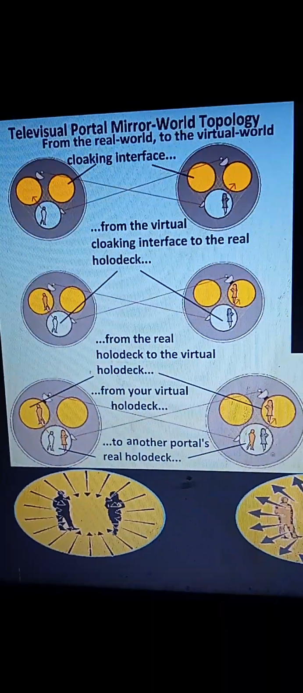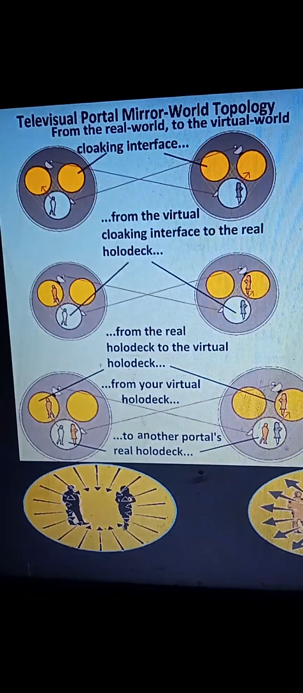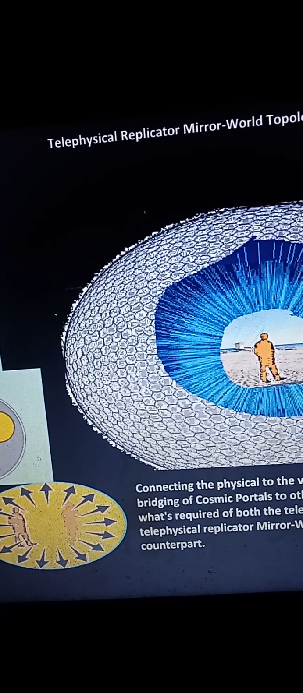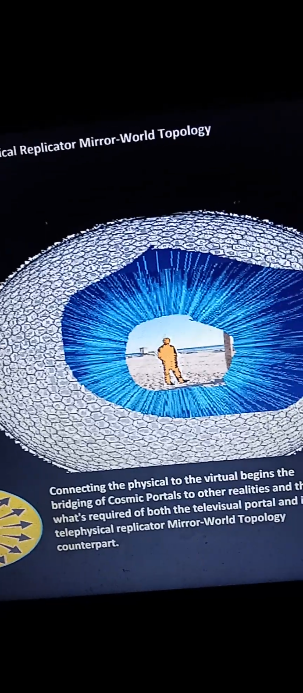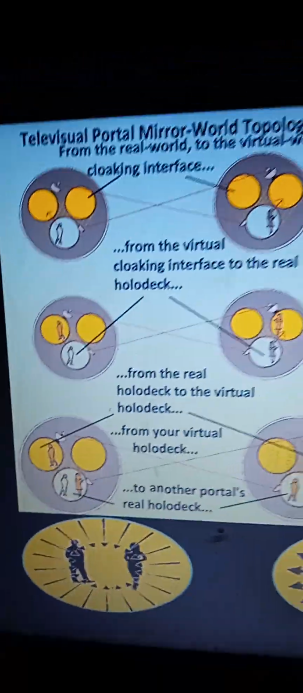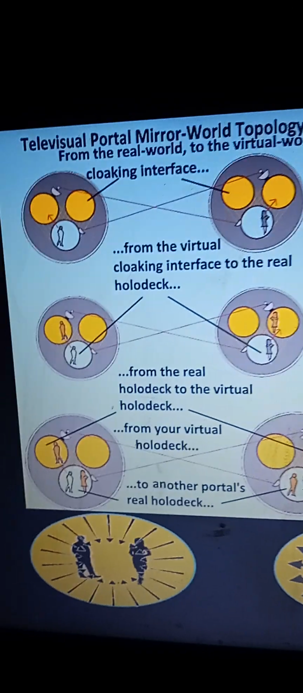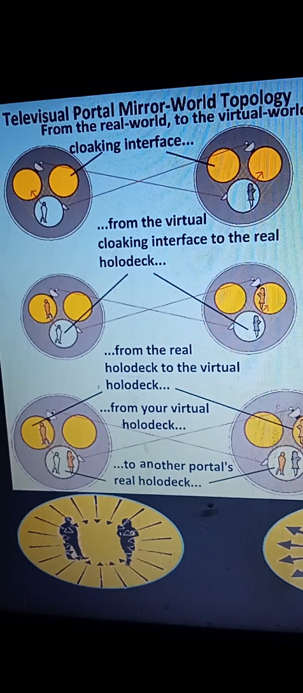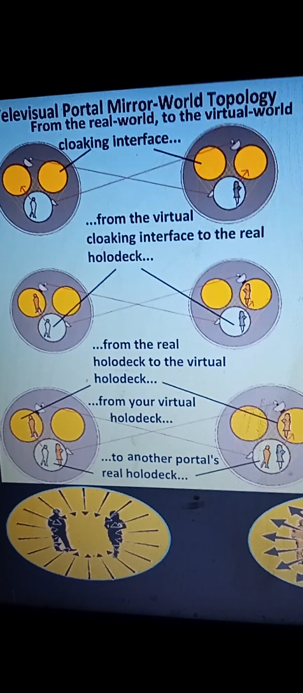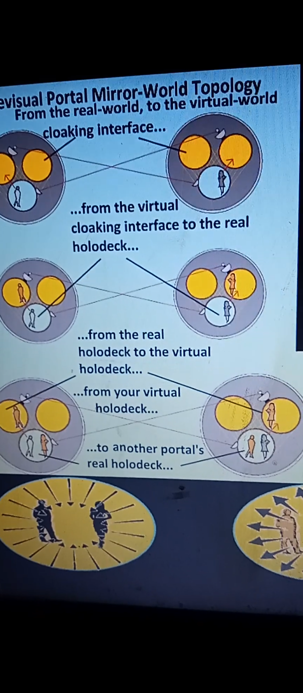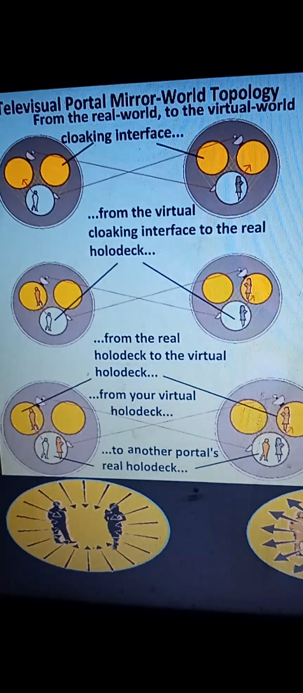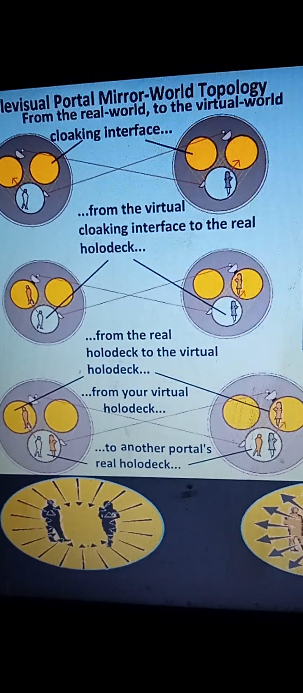This I call Televisual Telepresent Portal Mirror-World Topology and Telephysical Replicator Mirror-World Topology. First, to get to know the topology of the televisual telepresent world, our world is both physical and visual. We have light and matter. That's the real world. From the real world to the virtual world cloaking interface.